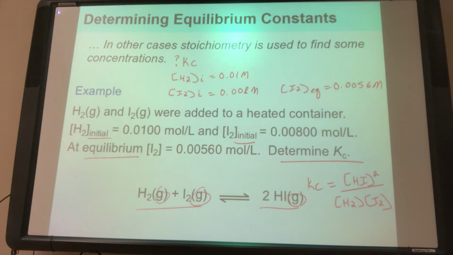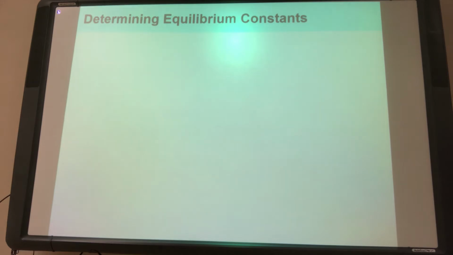What I like to do is rewrite my equation, just so that it's easier for me to see what I've got going on. So H2 gas plus I2 gas goes to 2HI gas. Then we're going to write an ICE table. I stands for initial, C stands for change, E stands for equilibrium. So, ICE table.